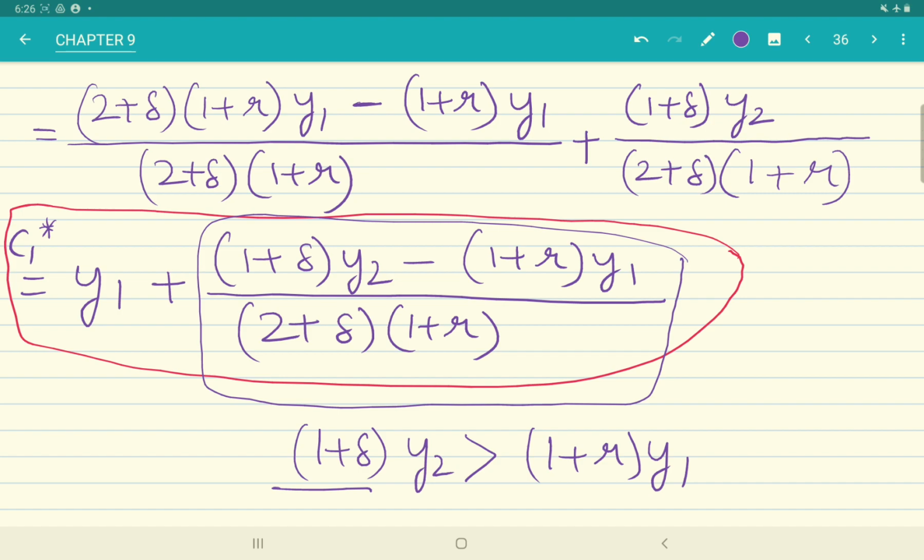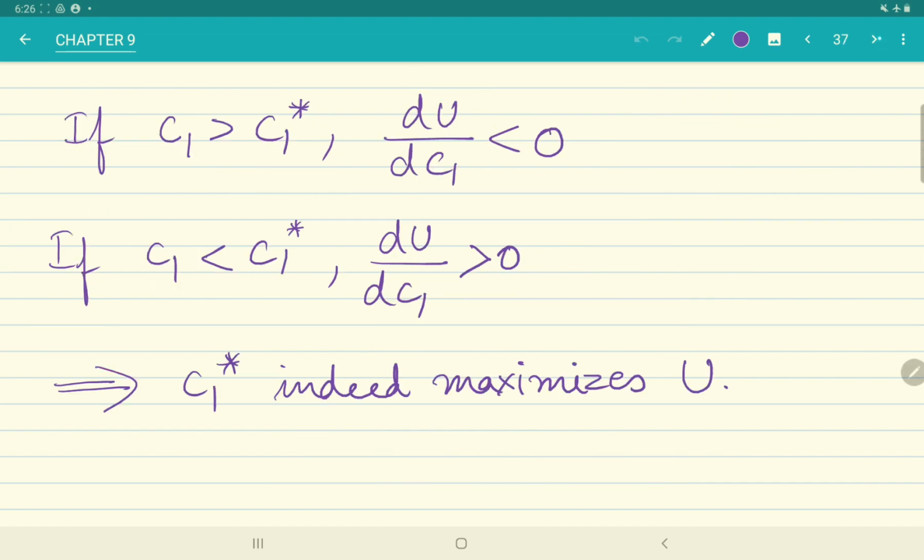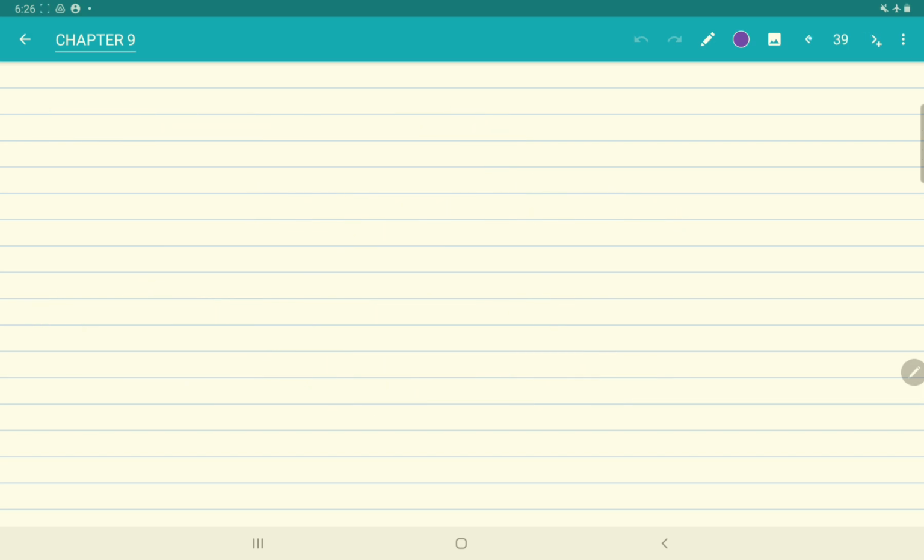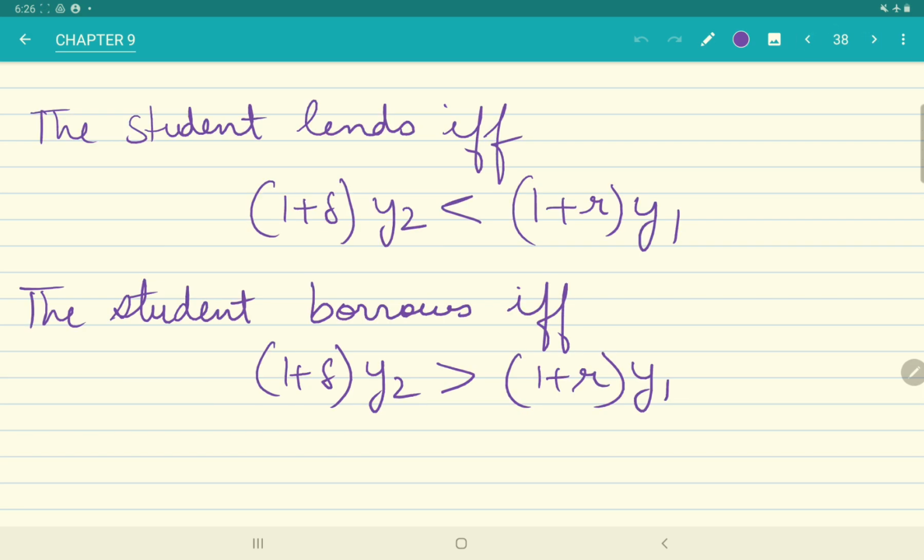By chance, if 1 plus delta y2 is exactly equal to 1 plus r multiplied by y1, in that case the student will neither be a borrower nor a lender. So this is the optimal borrowing or lending plan that we have to understand. The student lends if and only if this is the case. The student borrows if and only if this is the case.